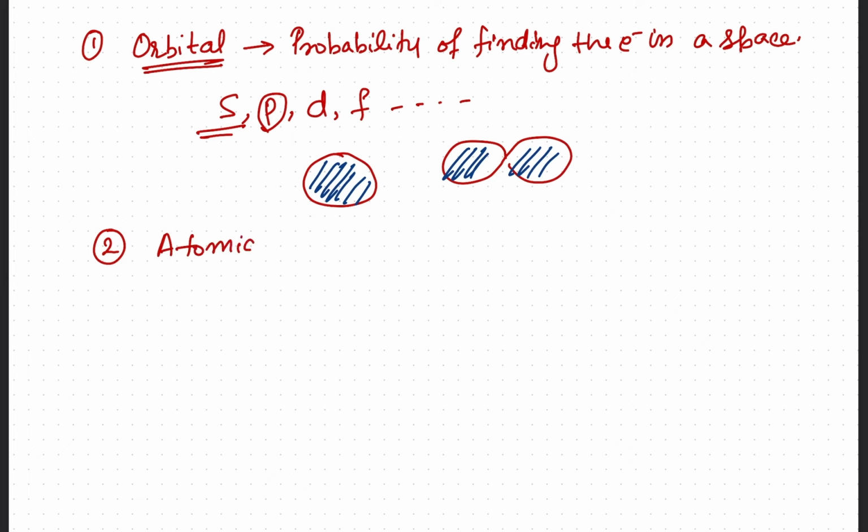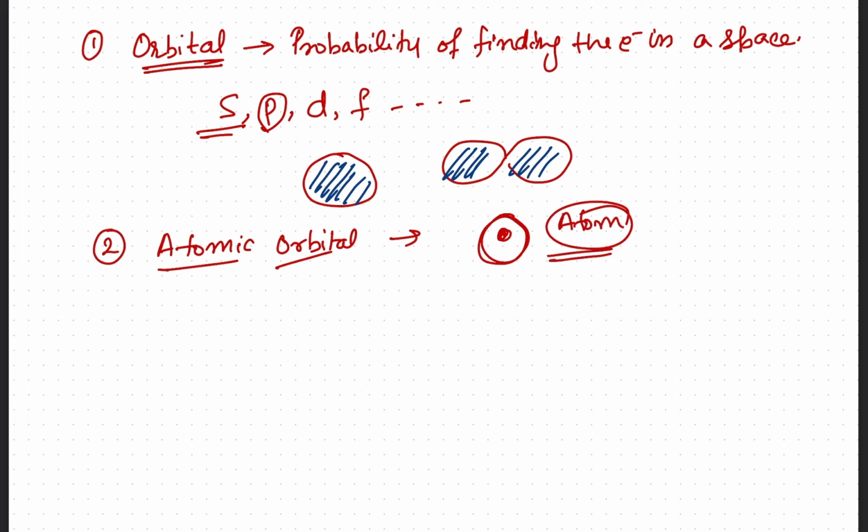Then there is the atomic orbital. Atomic orbital is basically the space around the nucleus. This is your nucleus, the space around the nucleus in an atom where the probability of finding the electron is maximum.